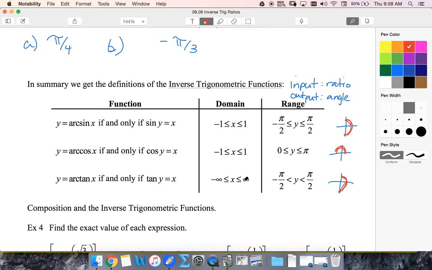So these are the domain and range of our inverse functions. That means that this is the restricted domain of the original function, so the non-inverse function: sine x, cos x, tan x.